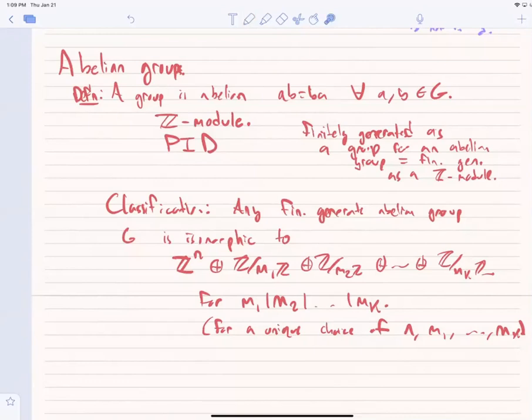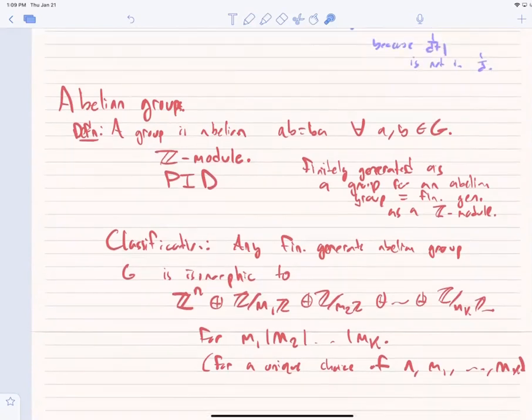Just a word about this classification theorem. The uniqueness: G is isomorphic to such a group, and the choice of n and the choice of m1 through mk are all uniquely determined. But there are many automorphisms of this group, so there's not a unique isomorphism. There's not a unique way to choose an isomorphism between G and this group. There just is an isomorphism, for some unique choice of the invariants, but the isomorphism itself is not unique.